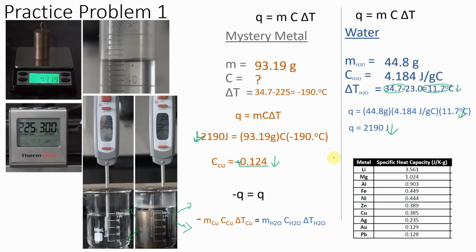But if you're going to do that, make sure that you label the little waters and the little coppers or whatever your metal is, so that you can distinguish between the heat capacity of one and the other and the change in temperature of one and the other. But it should work fine just as well.